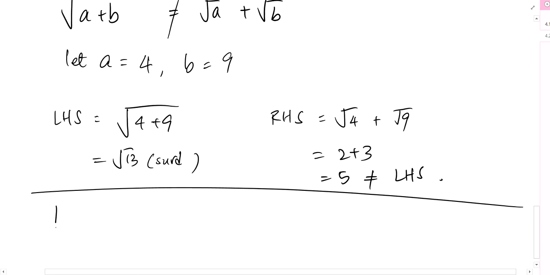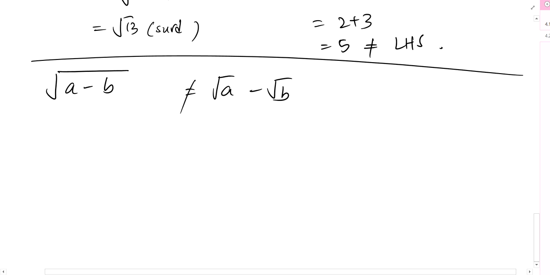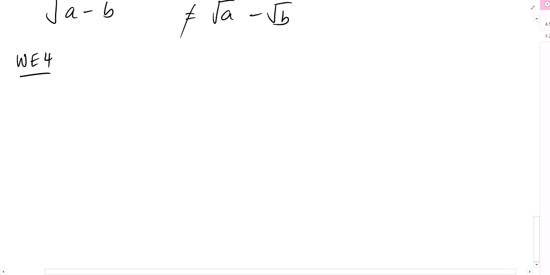So obviously, we know that A minus B is also not going to be equal to square root A minus square root B. Okay, next thing is on simplifying of surds. So let's take a look at work example number 4. This part will just take a short time only because it's quite easy.